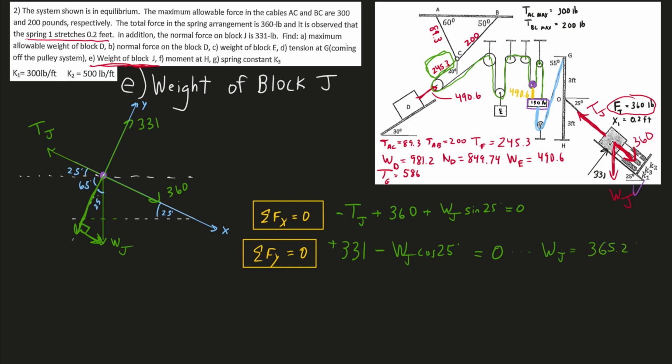We'll get 365.2 pounds for the weight of block J. We can of course put that right in here and solve for the tension of that rope, TJ, and we'll get 514.35 pounds. So there is the weight of block J.